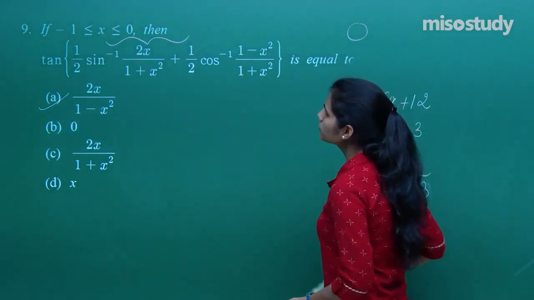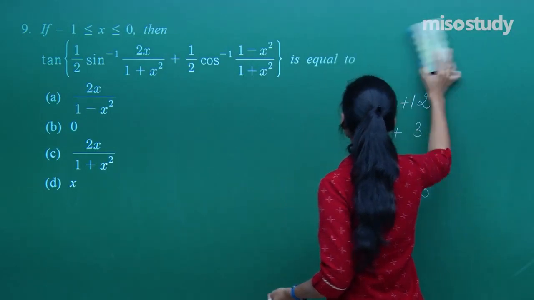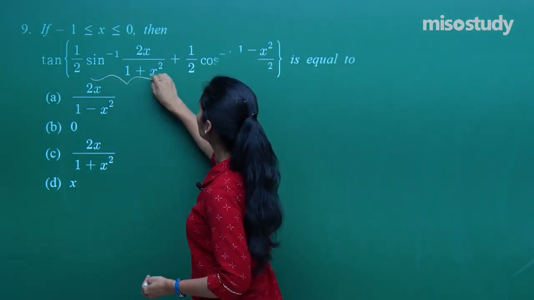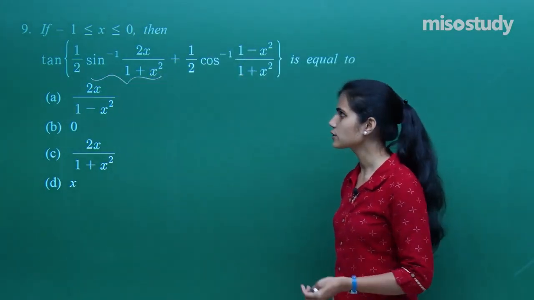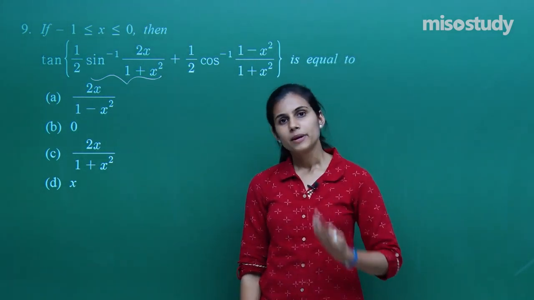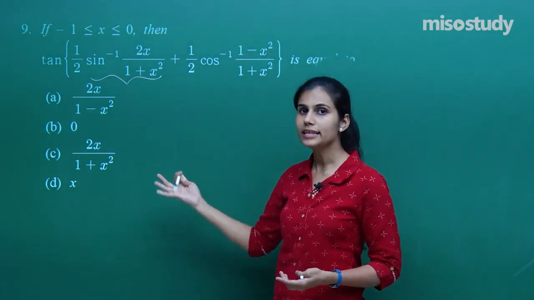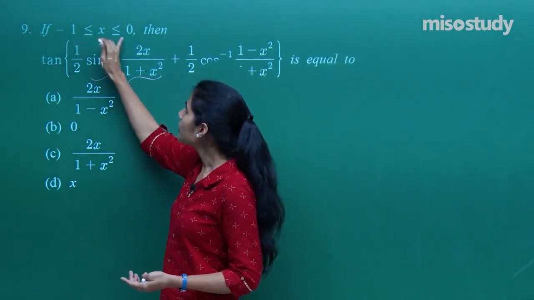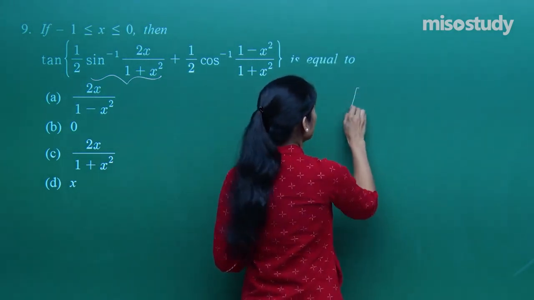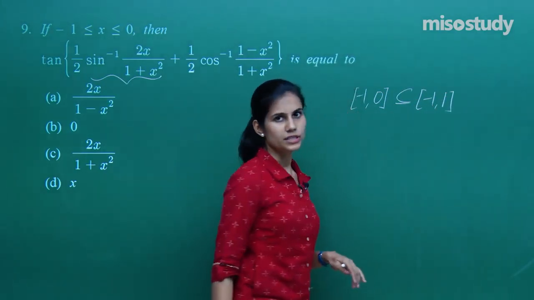Next we have, if -1 is less than or equal to x is less than or equal to 0, then tan of this expression is equal to what? Now see very clearly, if you know the formula, you know that sine inverse of 2x upon 1 plus x square is twice of tan inverse x. But that is only valid when x is lying in the -1, 1 closed interval. So over here x is lying in the -1, 0 closed interval, which is contained in the -1, 1 closed interval, right?